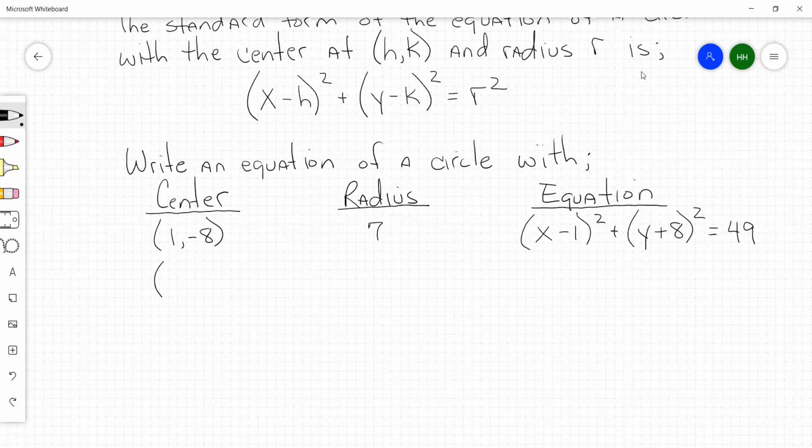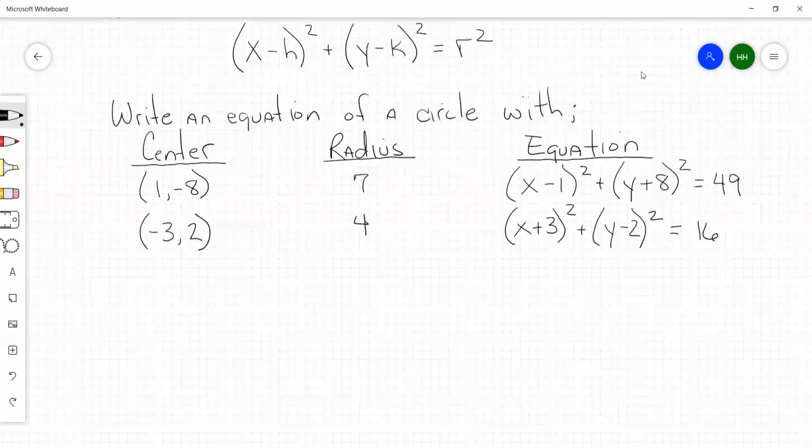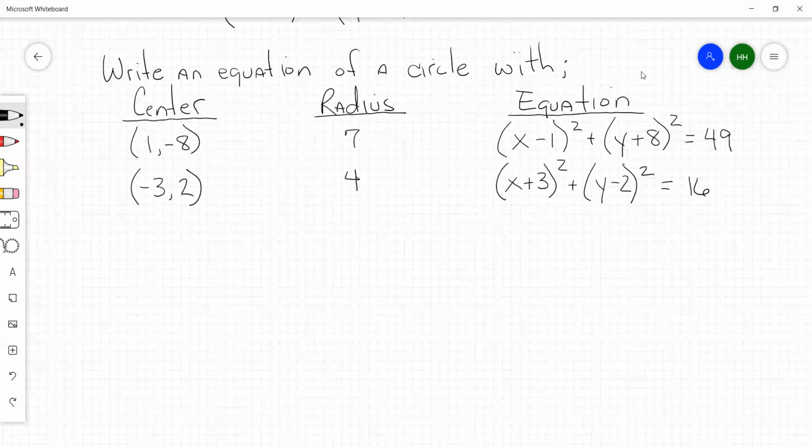A center of, let's go, (-3, 2), radius of 4. That's (x plus 3) squared plus (y minus 2) squared equals 16. Seeing it? Feeling it? Okay. How about this one? (0, 0), radius of 1.